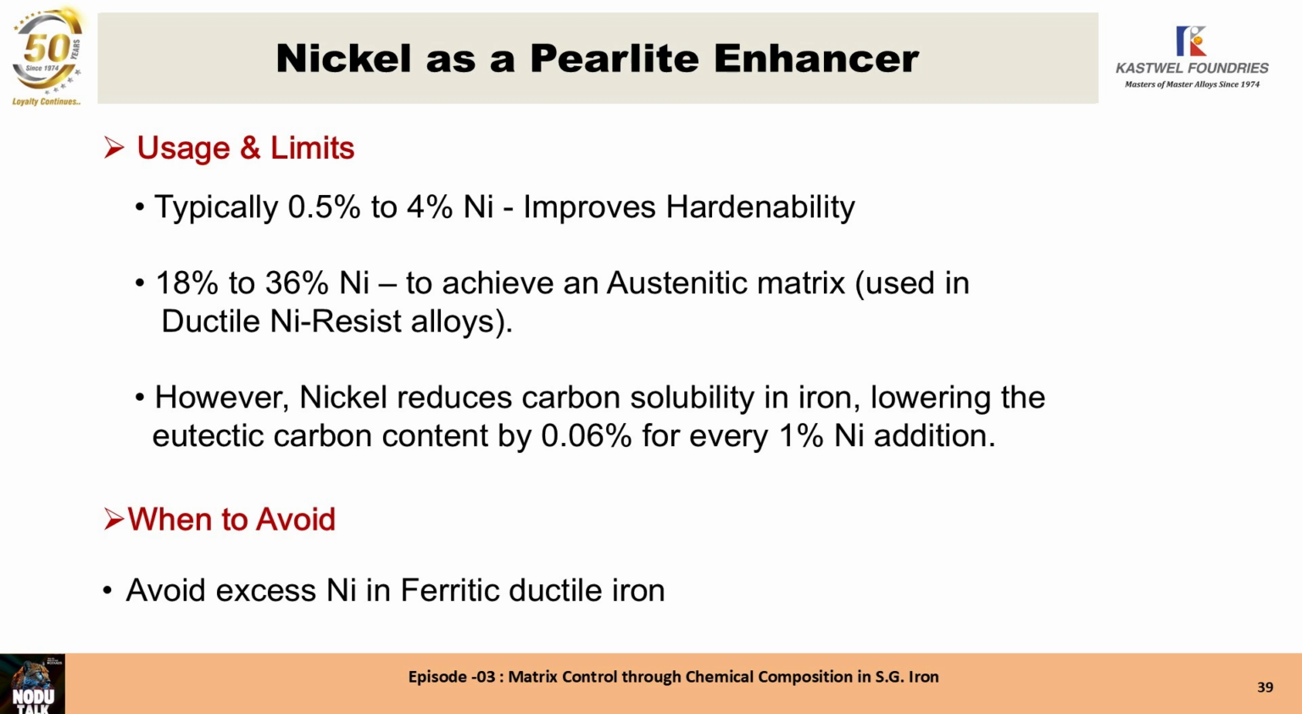Nickel as a pearlite enhancer. Usage limits: typically, 0.5 to 4% nickel is added to improve the hardenability of ductile iron. 18 to 36% nickel is added to achieve an austenitic matrix used in ductile Ni-Resist alloys. However, nickel reduces carbon solubility in iron, lowering the eutectic carbon content by 0.06% for every 1% nickel addition. When should nickel be avoided? Avoid nickel when you are making ferritic ductile iron.